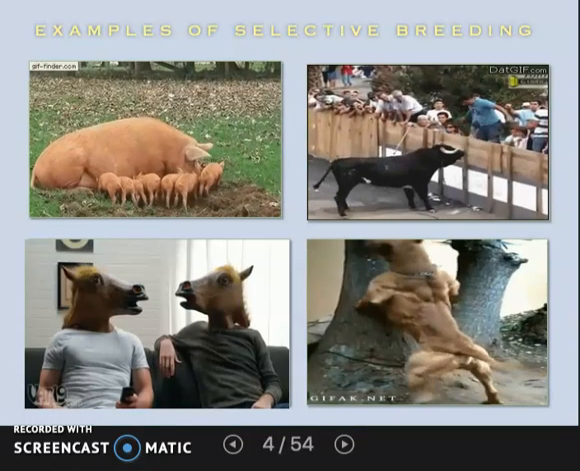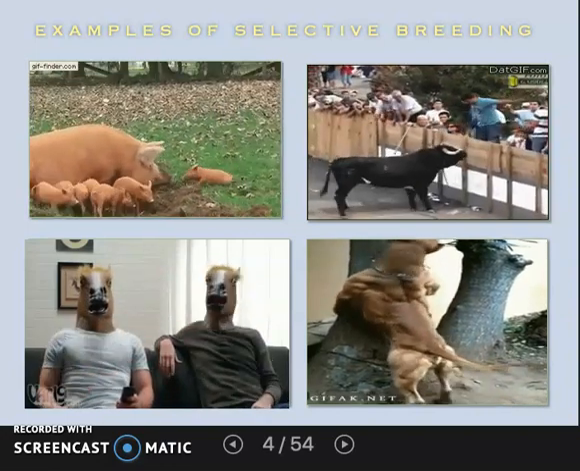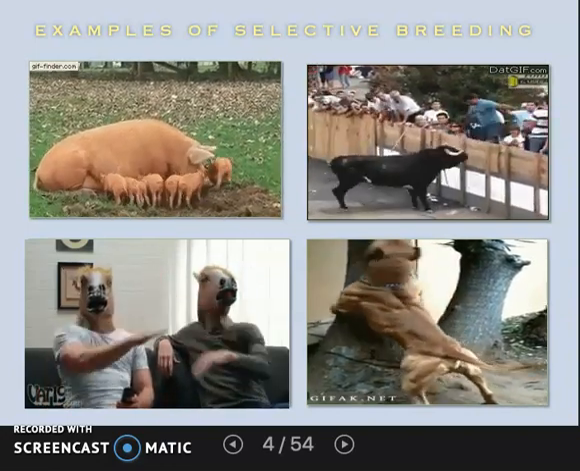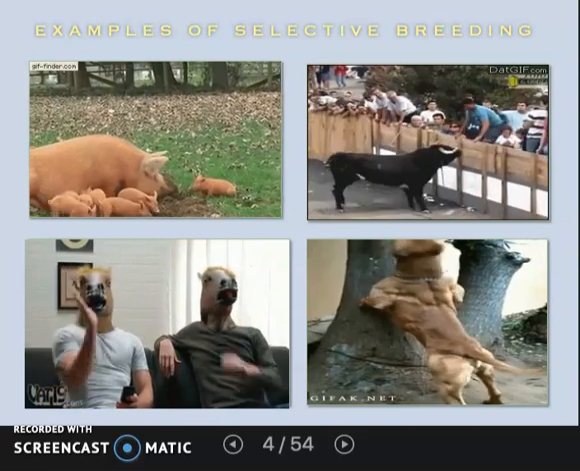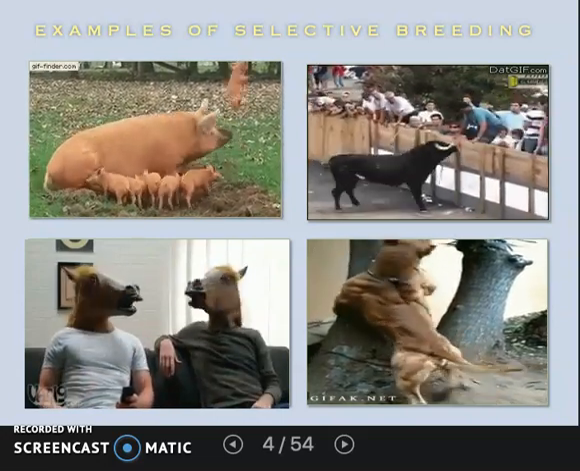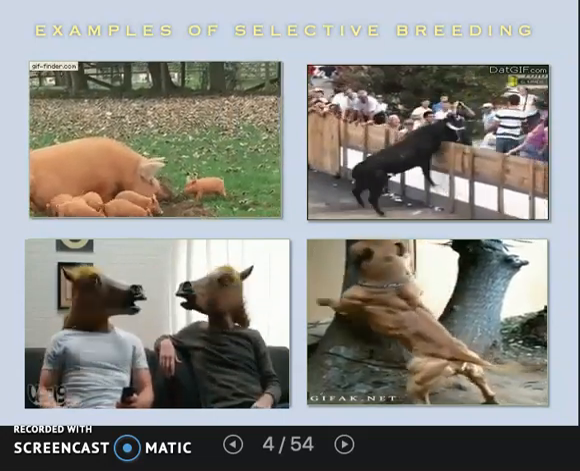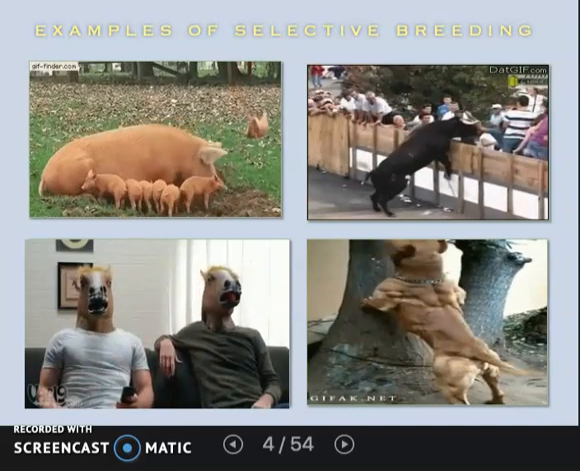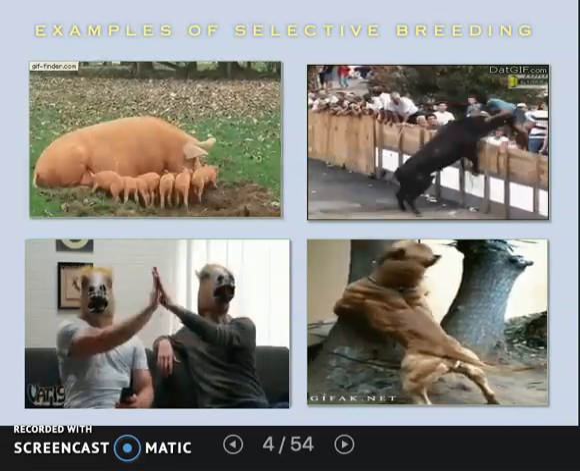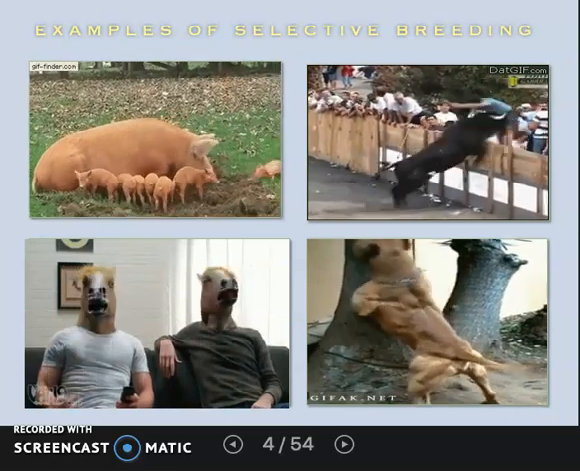Of course, humans have been selectively breeding organisms for tens of thousands of years. Our common domesticated animals like the pig or the bull or the horse or the dog are all the products of selective breeding. Of course, probably the first organisms that we selectively bred were plants, like wheat.